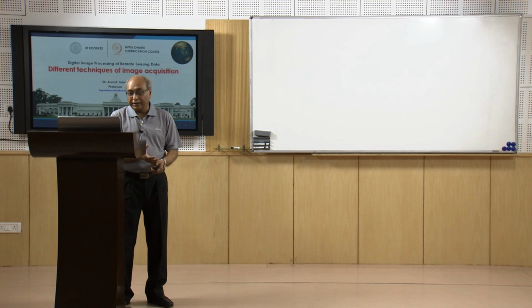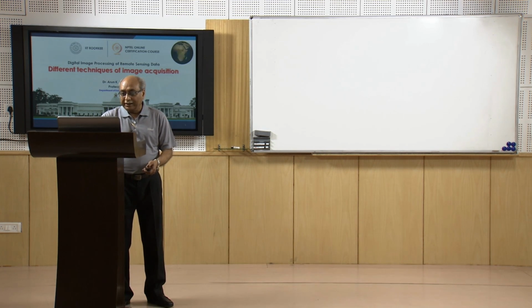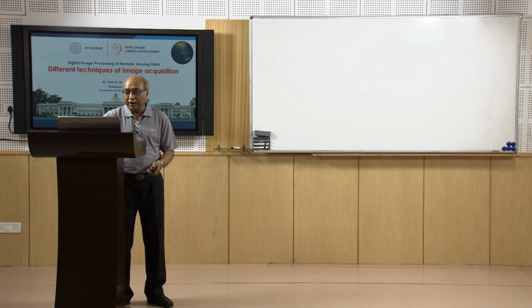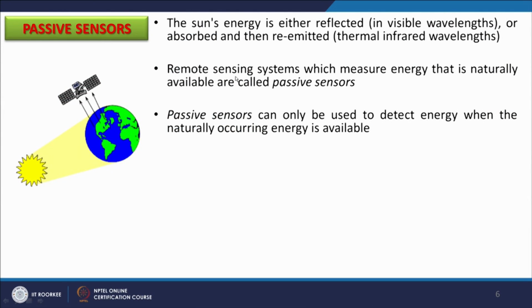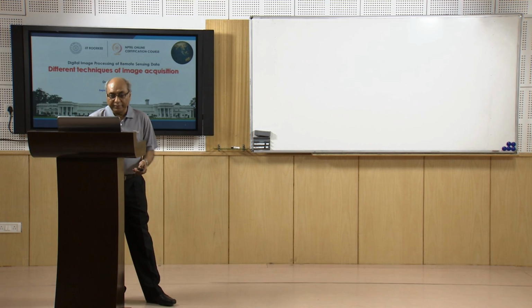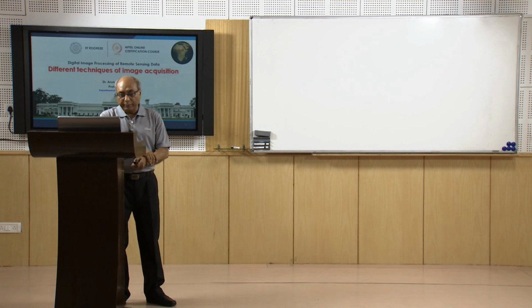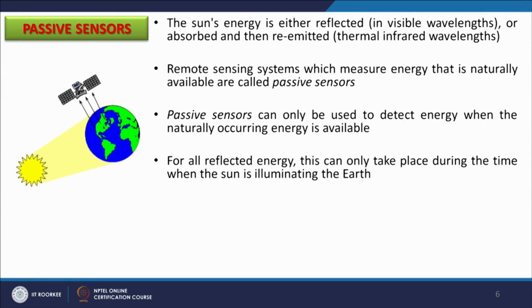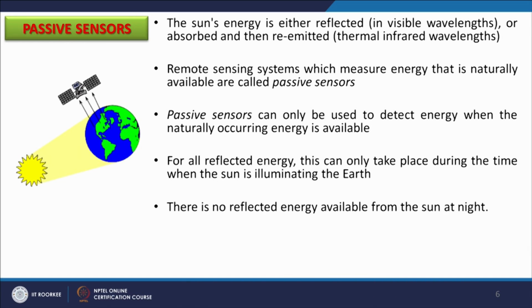In night time the sun is not there, but still the naturally available energy, which is emitted by different objects because they are above absolute zero, can be recorded by passive sensors in the thermal part of the infrared region of wavebands. So NOAA or Landsat can also record images even in night time, but not of the visible part, only in the near infrared part or mainly in the thermal infrared part. But still they are all called passive sensors. For all reflected energy, that means when you have the sun, this can only take place during the time when the sun is illuminating the earth, and in daytime it is all possible.